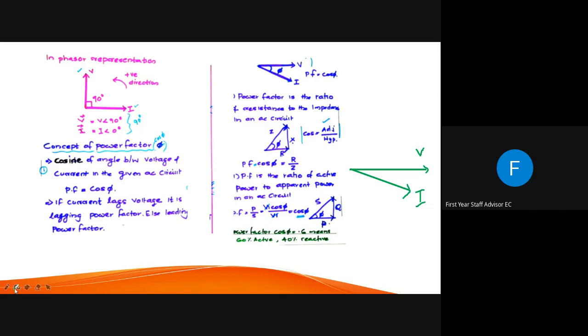To understand how much variation there is between voltage and current, we have introduced a term called phi. I can say that the angle between voltage and current is phi. And we have introduced a term called power factor, which is given by cos of that angle, cos phi. Phi is the angle between voltage and current, and power factor is the cos of that angle. That is adjacent side by hypotenuse. So that is the power factor.